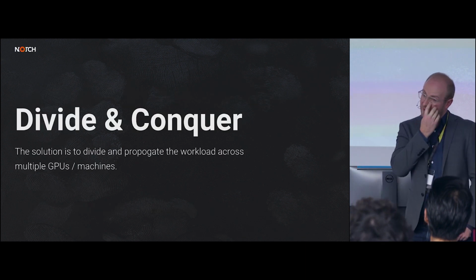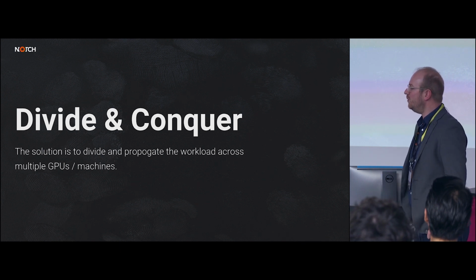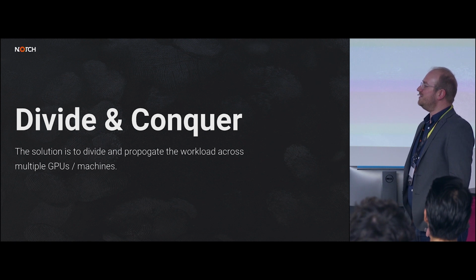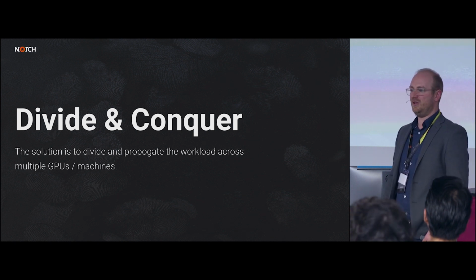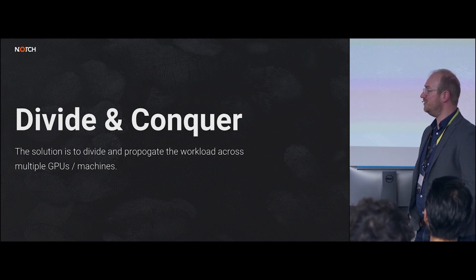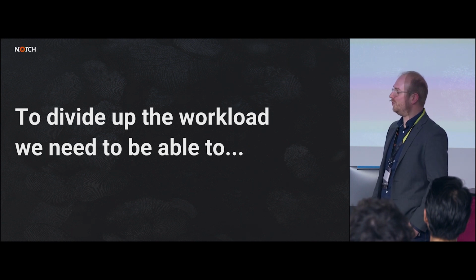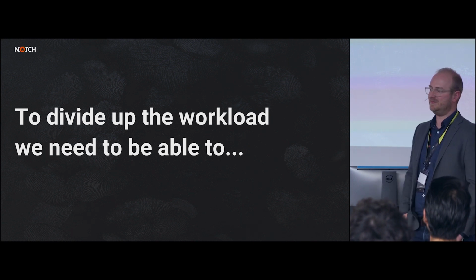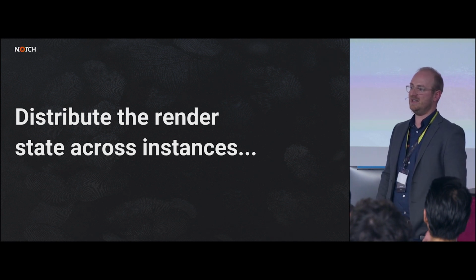So, what do we need to do to try and solve some of these challenges? Well, we know that we need to be able to divide and propagate the workload across multiple GPUs and machines. And to be able to divide up the workload, we need to be able to do two things. We need to be able to distribute the render state across the instances.